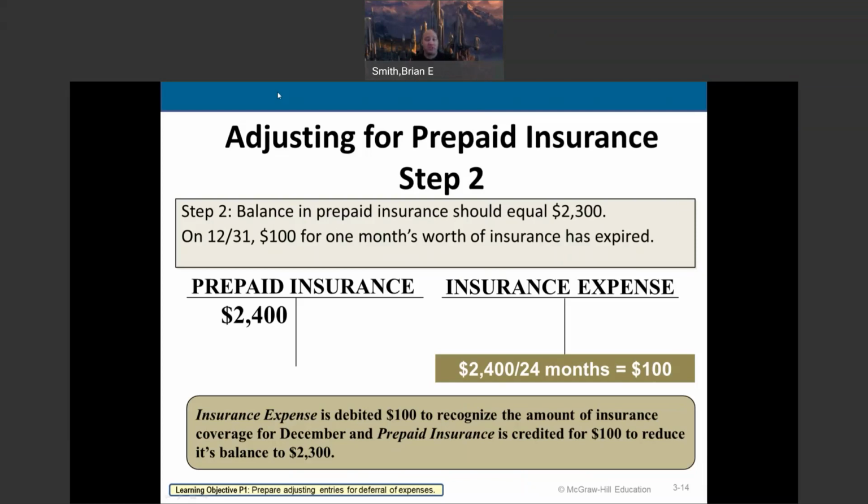So our prepaid insurance is an asset, it's going to the balance sheet. It's going to show 2,300. Insurance expense, it's an expense, it's going to go to the income statement. Okay, so now it's showing you the prepaid and the T accounts. We posted it. There's our journal entry to record this adjustment.